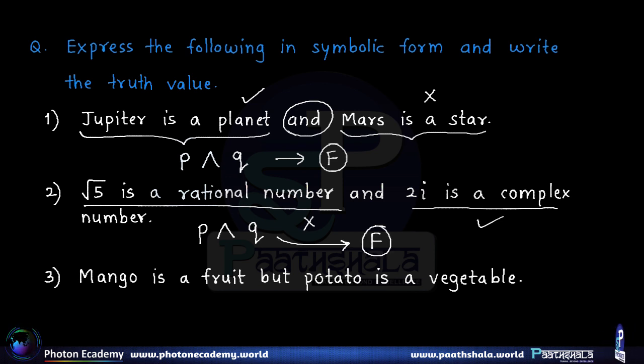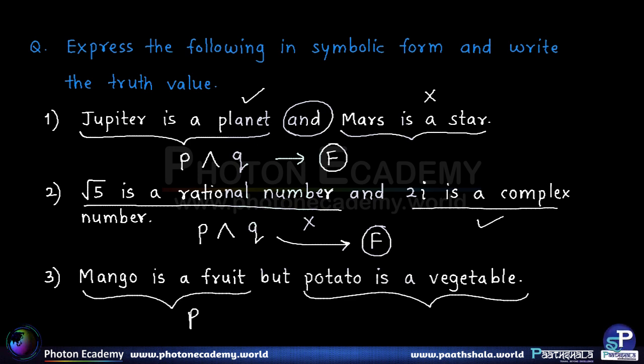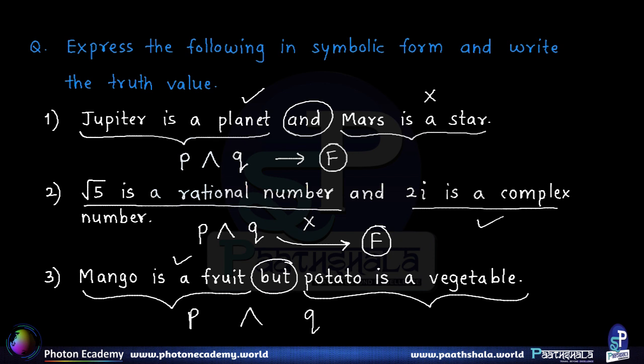So since one of the constituent statements is false, it makes the conjunction overall also a false statement. And thirdly, we have mango is a fruit but potato is a vegetable. Here mango is a fruit we denote by P, and potato is a vegetable by Q, and the word "but" indicates conjunction only, so we have P ∧ Q. As far as truth values are considered, we know that mango is a fruit is true and potato is a vegetable is also true. Since both of the simple statements are true, the given conjunction is also definitely true as per the truth table.